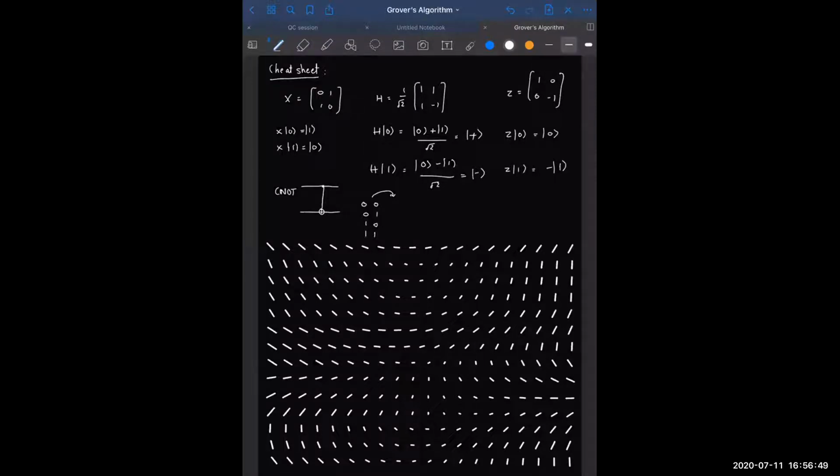Okay, so I hope everyone has access to this. It's in the GitHub repository. It's a .pdf file which you can find. And in the start, I've given a small cheat sheet so that whenever you need to come back, you can check and see how each of these gates looks.